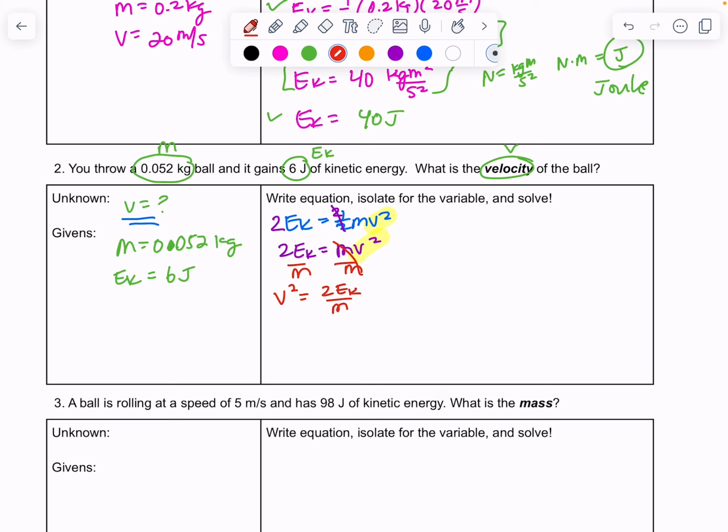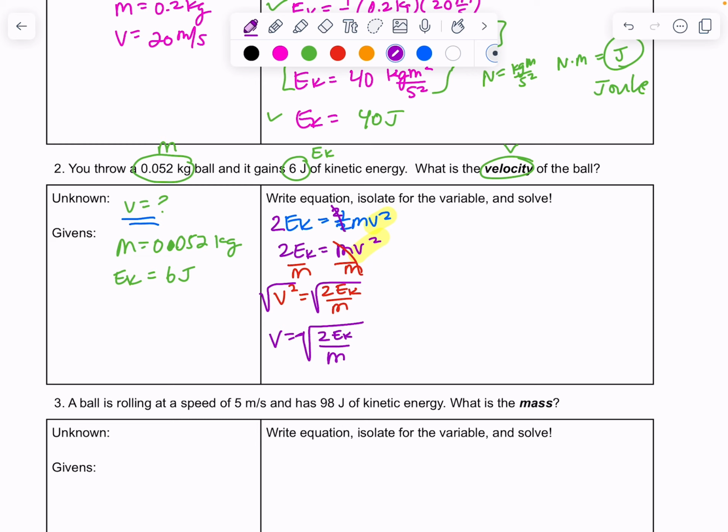And I don't want it to be squared. I want it to just be regular. So in order to undo the square, I have to take the square root of both sides. Then I end up with an equation that looks like this: 2 times EK over the mass, take the square root of that whole thing, and that's the velocity. So again, you don't need to show as many isolation steps.